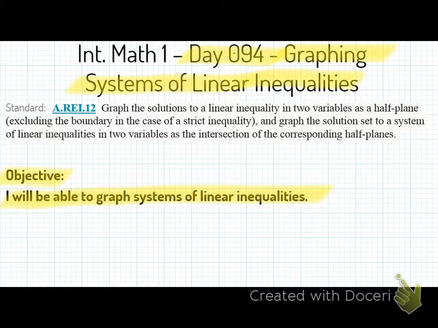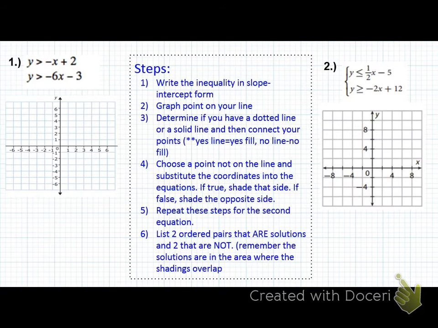Alright, you should have written all that down. We're going to move on here. Again, if you need to pause the video at any time, please do. So, here are the steps. Pause the video right now to write down the steps, and then I'll show you how to do numbers 1 and 2.